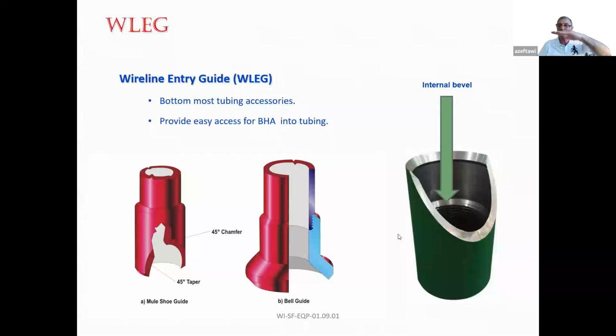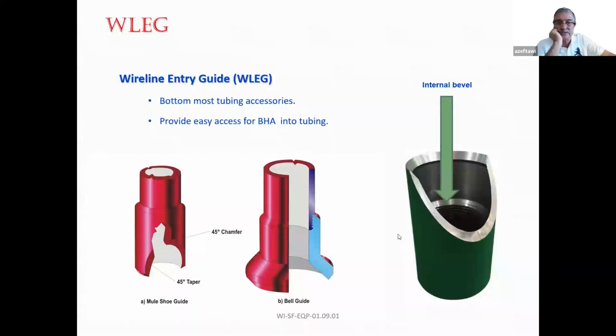So when you put the positive plug, it holds the pressure from below. Then you apply pressure from above. It will hold it till you increase the pressure, till it reaches the desired pressure to shear the pins. How can we make sure the sliding side door is fully open? You keep jarring, like jarring down, for example. The moment your tools pass through, that means it is fully open.